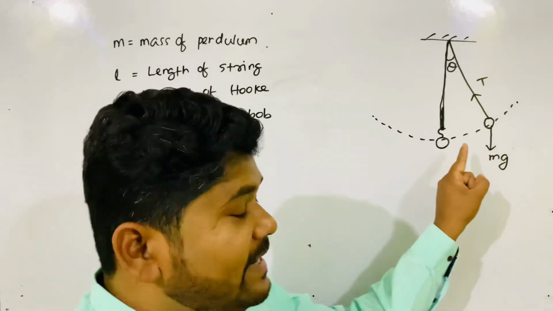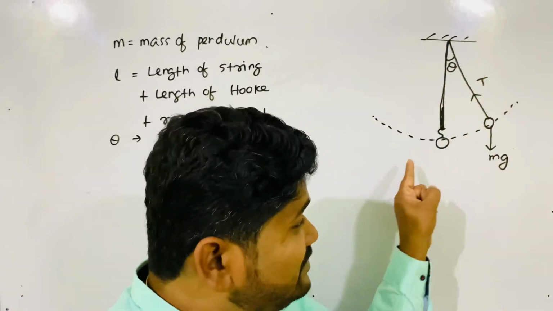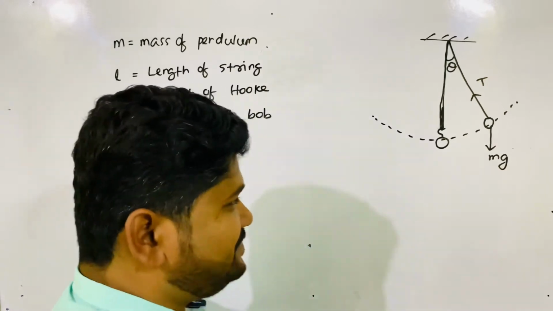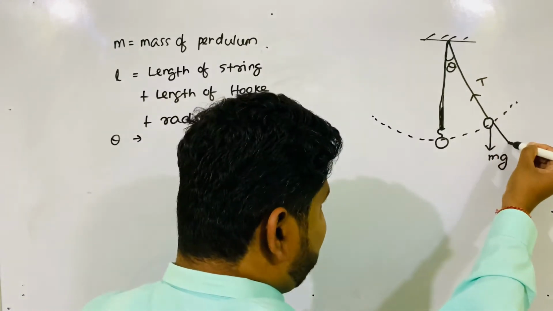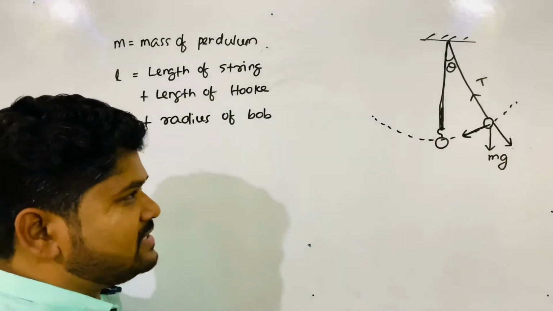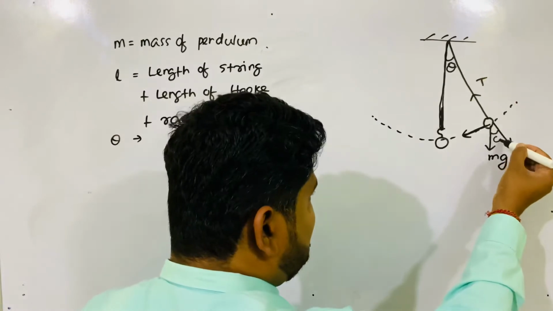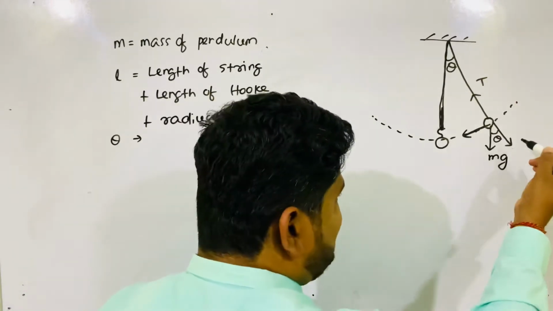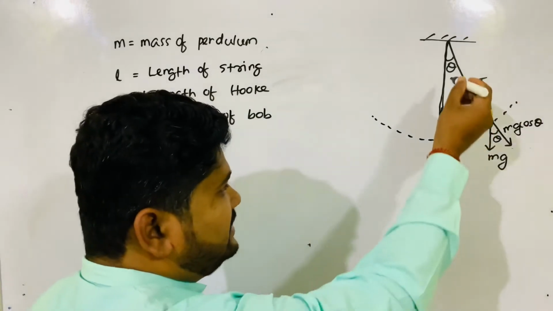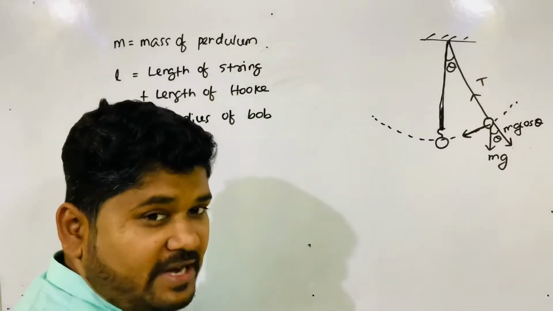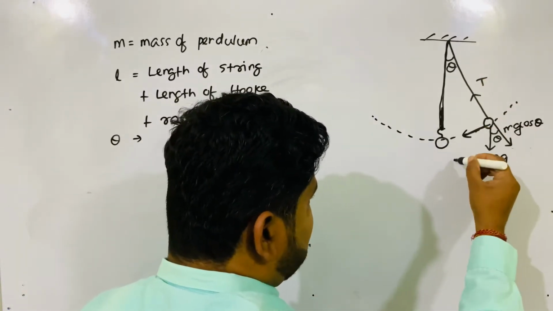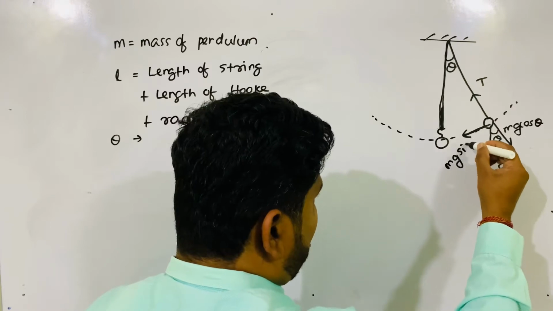Then we need the force which acts towards the mean position. So you resolve the weight into two components, one component on this side, one component on this side. If this is theta, then this is theta. Then this component is how much? mg cos theta, with the corresponding angle theta. So this is mg cos theta and this component is mg sin theta.